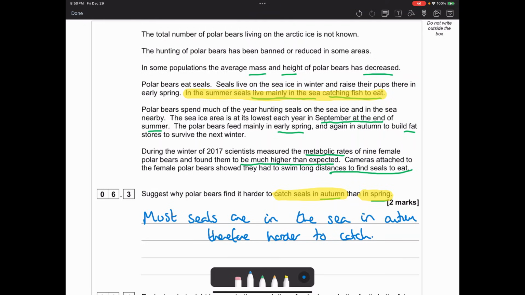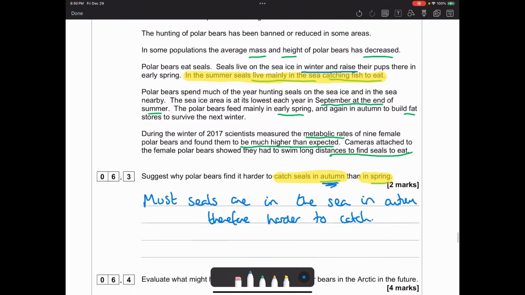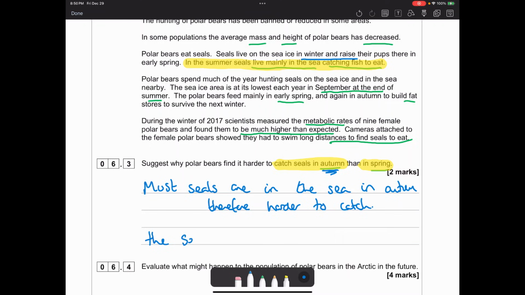Okay, then why else could it be? Well, what is actually happening in autumn? In autumn, there could just be more polar bears about, so there might be more competition. But also, if it's later on in the year, what's happened to the seals? The seals have grown through the summer rather than the spring. It says seals live on the ice in winter and raise their pups there, so therefore come the autumn they'll be bigger. The seals would also be bigger and harder to catch. And that would be the answer to 6.3.